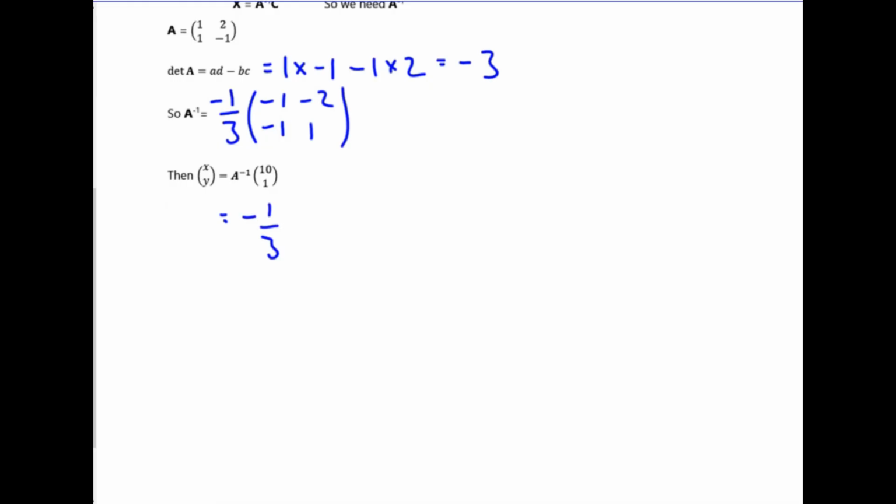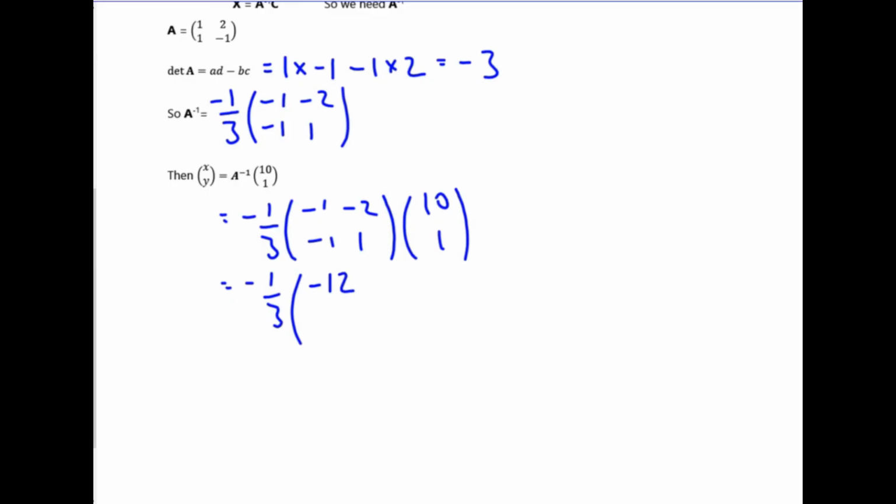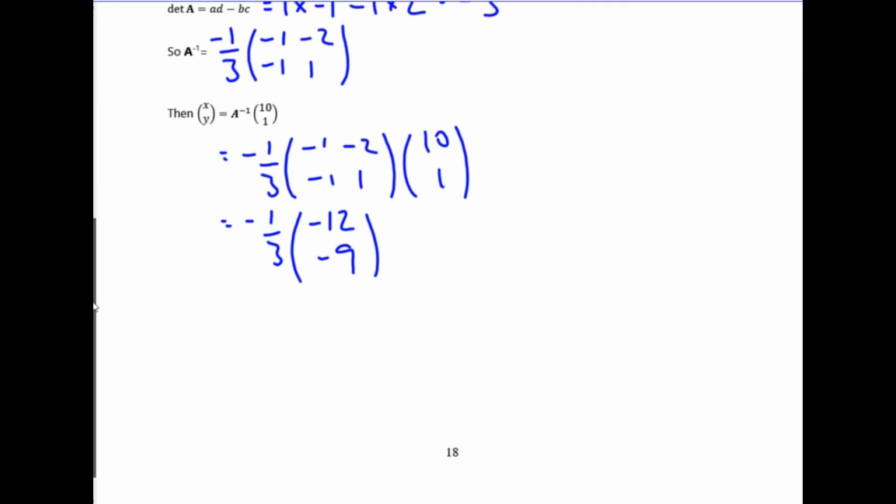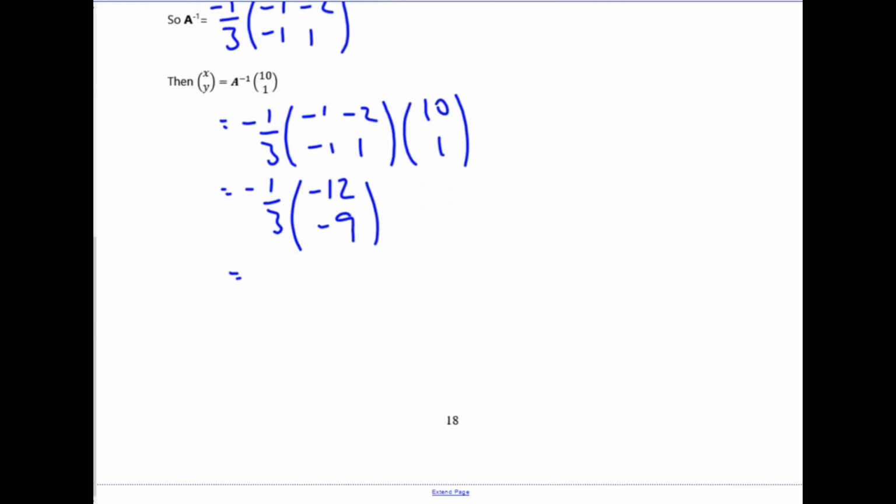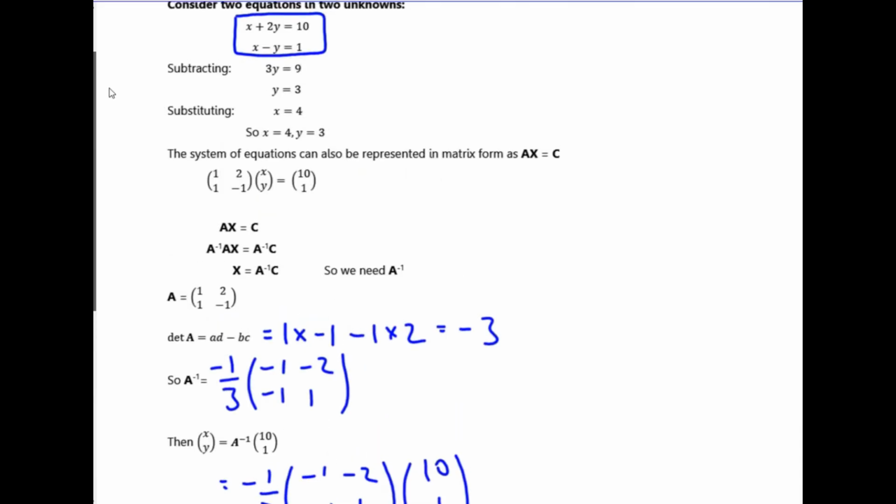Multiply this then by 10, 1. We do the first row times the column, so that's minus 10 minus 2, which is minus 12. Second row times the column, so minus 10 plus 1, this is minus 9. And if we times all these by minus a third, that gives us 4 and 3. So x equals 4 and y equals 3. The same as we got from doing it the traditional way.